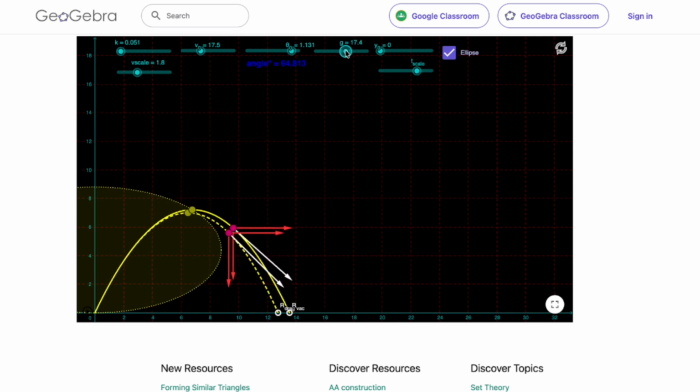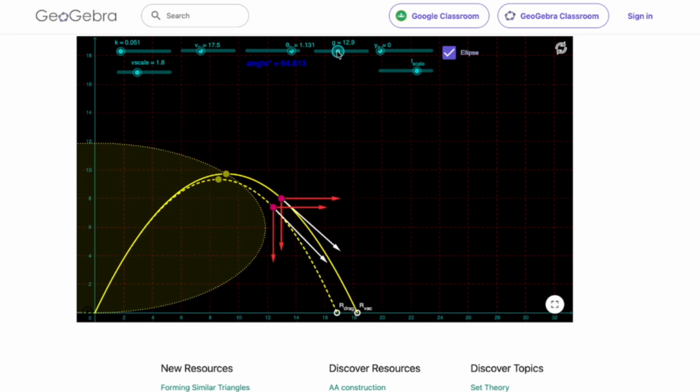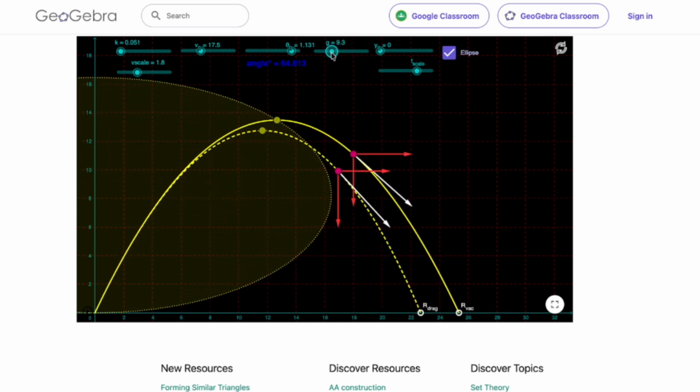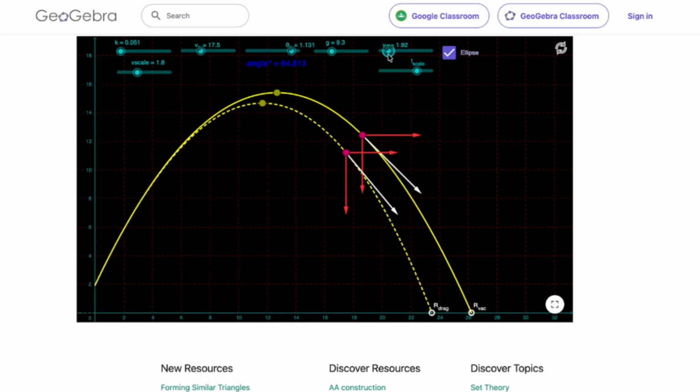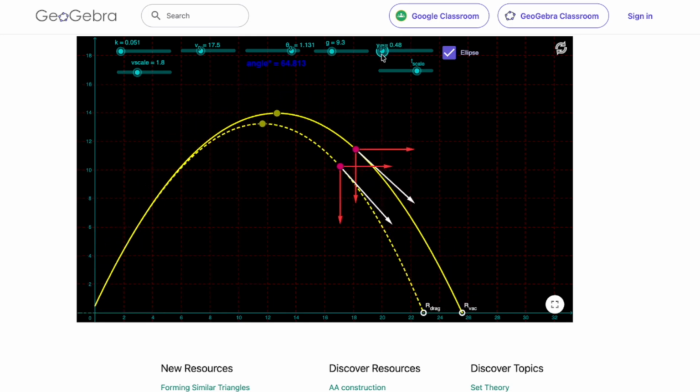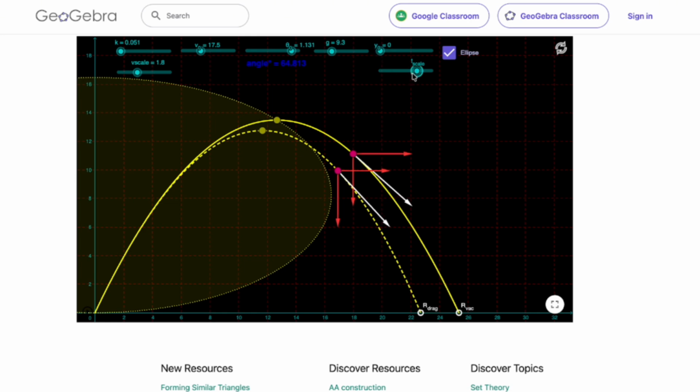We have the g value. The g value would essentially minimize or zoom in the graph. We have the y initial, which is the initial height of the projectile, I would believe, and we also have the t scale, the time that's shown. We have R drag and R vec, and we have the ellipse that's also being shown. The ellipse is the airfoil, I believe.